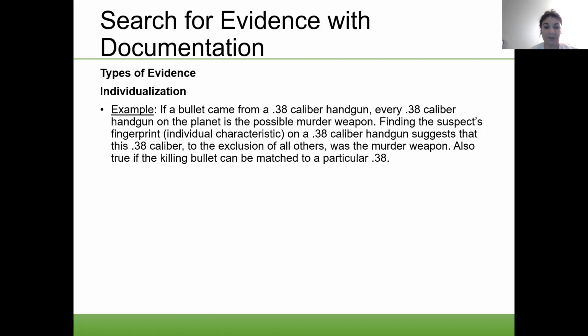It's also true if the killing bullet can be matched to a particular .38. So when you fire guns, they will always make markings on the bullet, and every handgun does it differently. So that's how you can match bullets to a handgun: you look at the same striations that are found on the bullet.